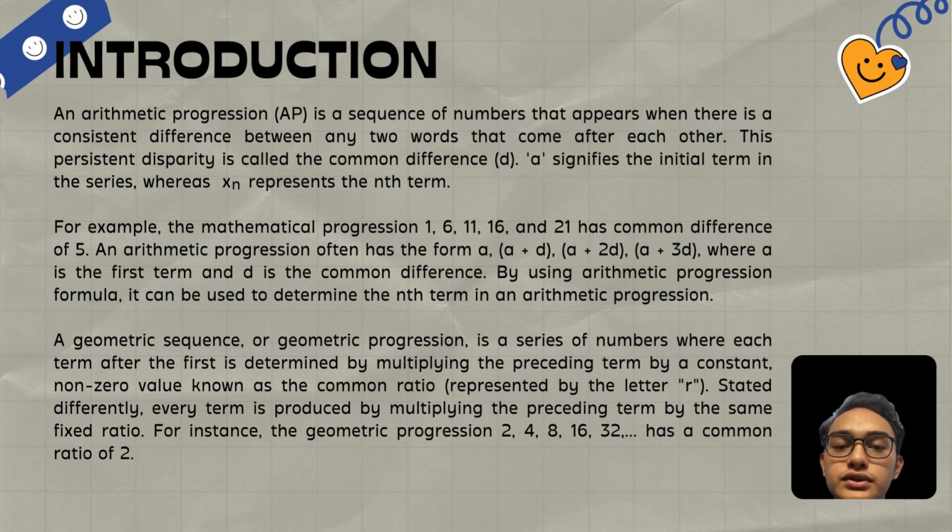A geometric sequence or geometric progression is a series of numbers where each term after the first is determined by multiplying the preceding term by a constant non-zero value known as the common ratio, represented by the letter R. State differently, every term is produced by multiplying the preceding term by the same fixed ratio. For instance, the geometric progression 2, 4, 8, 16 and 32 has a common ratio of 2.